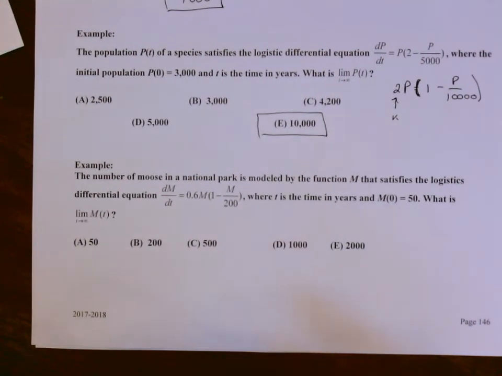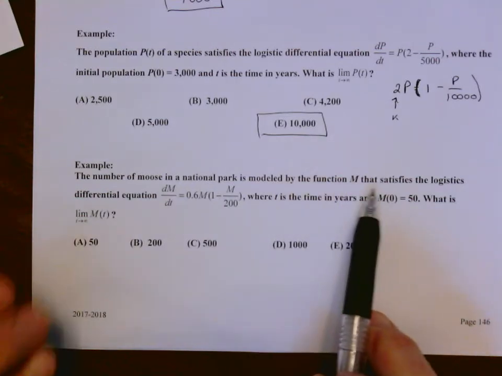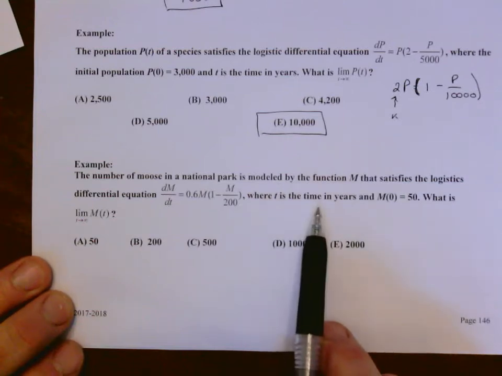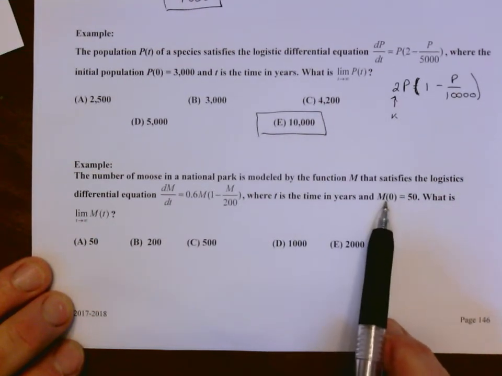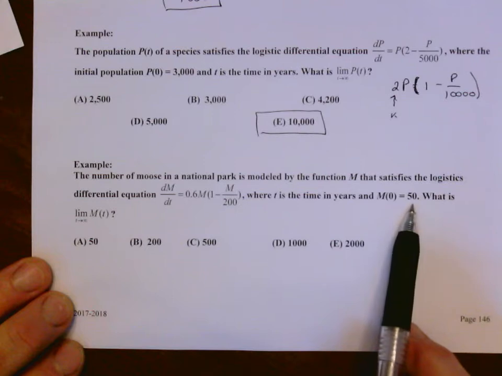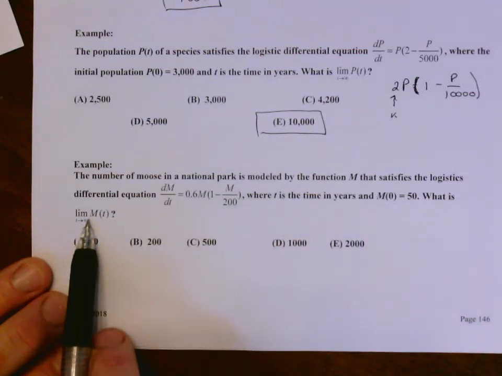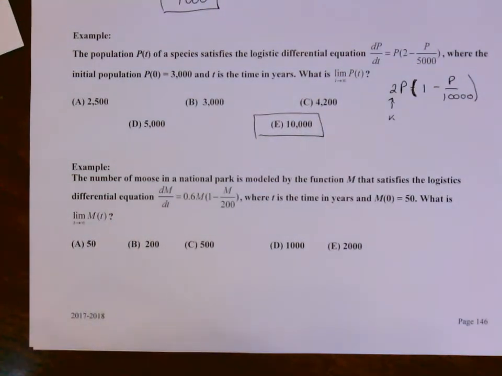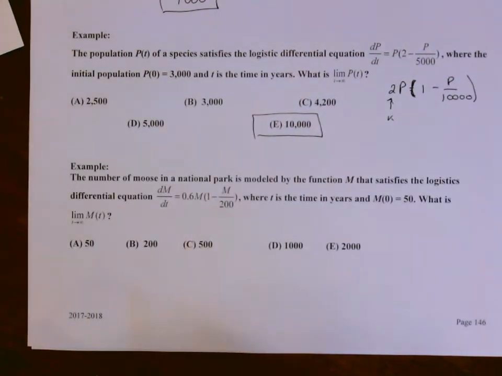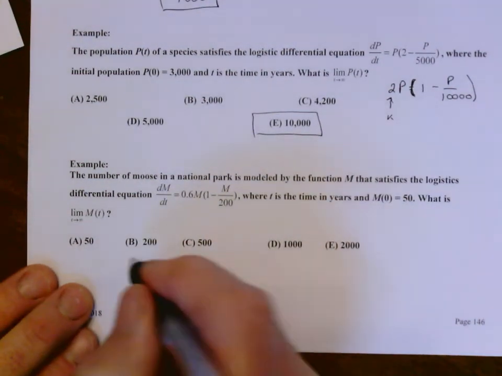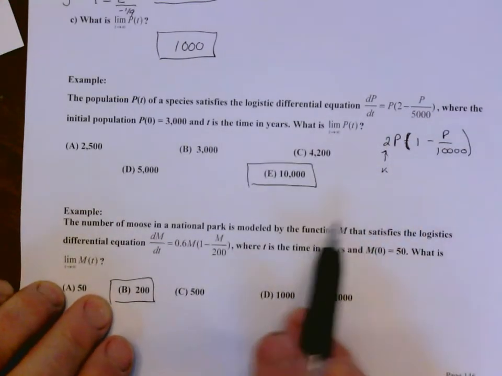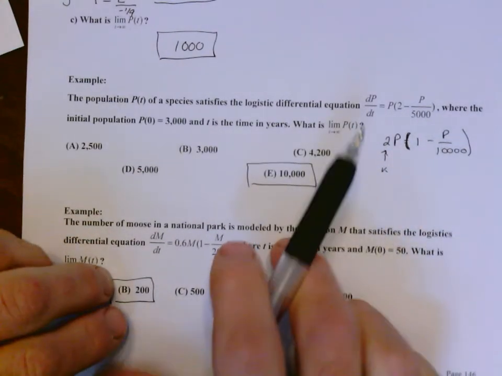Okay, so down here, the number of moose in a national park is modeled by the function m that satisfies the logistic differential equation, this, where t is the time in years and m of 0 is equal to 50. So your initial population is 50. What is the limit as t goes to infinity of m of t? Well, it's already in that form, right? And that's your carrying capacity, so the answer is just B. That one was easy. And these are typically the types of questions you'll see with logistic growth.